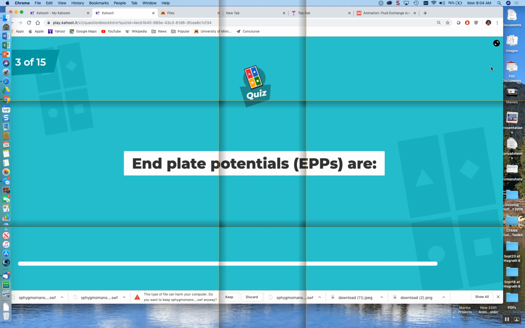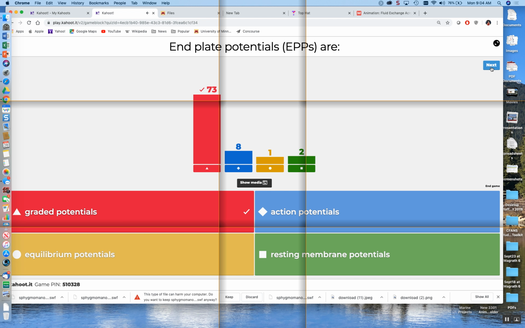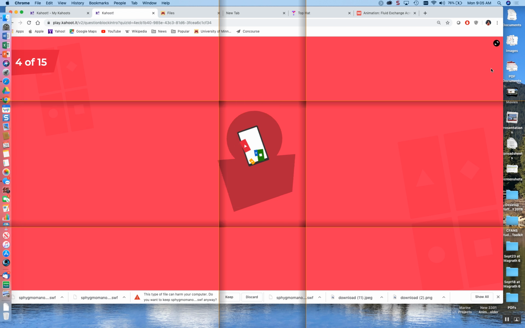End plate potentials in motor neurons. Motor end plates are braided potentials, action potentials, equilibrium potentials, or resting membrane potentials. Doing great here. Nice. All right. Ayush and Isra are leading right behind Renee. Let's see if they can catch up.